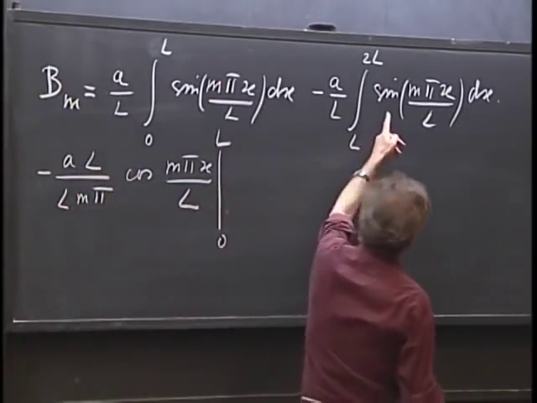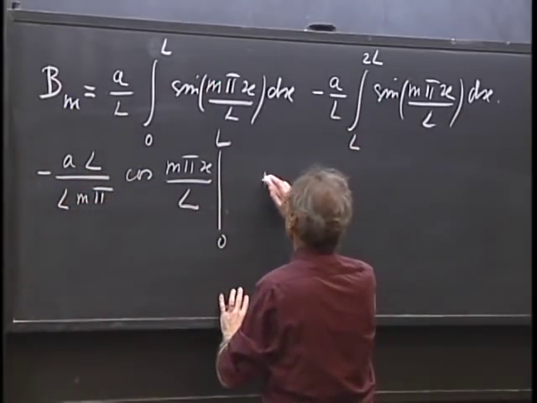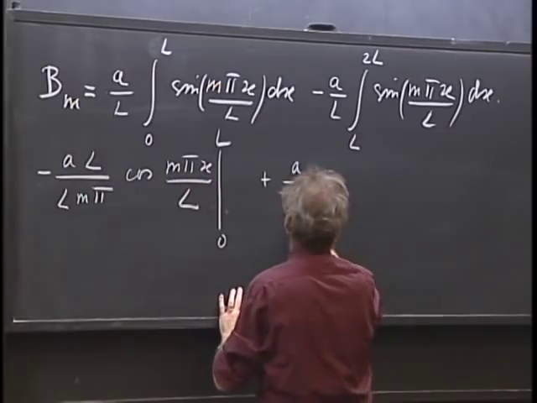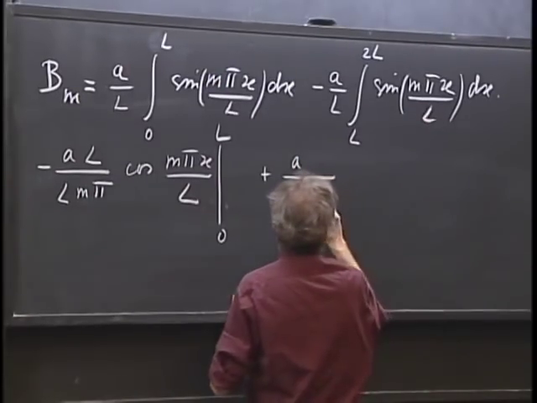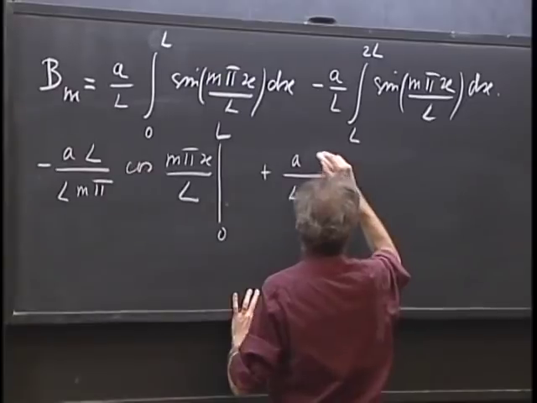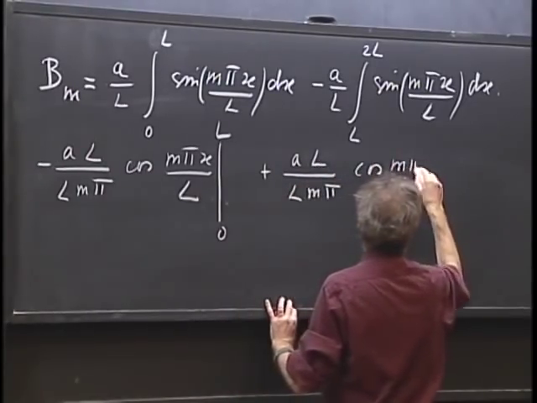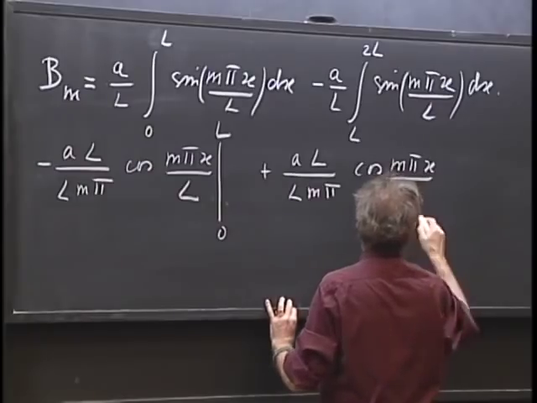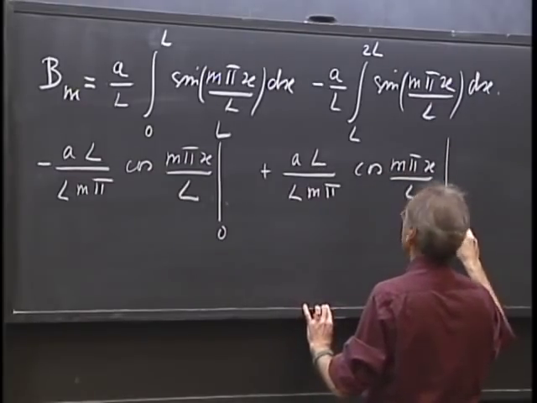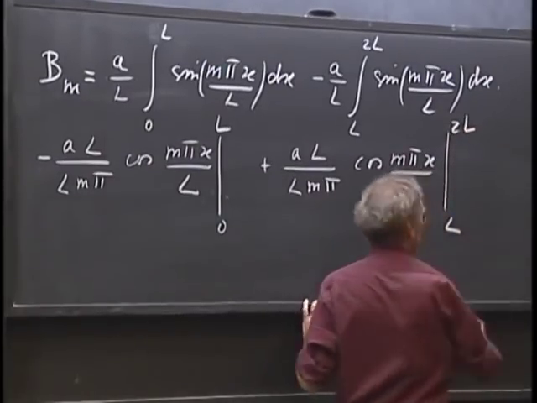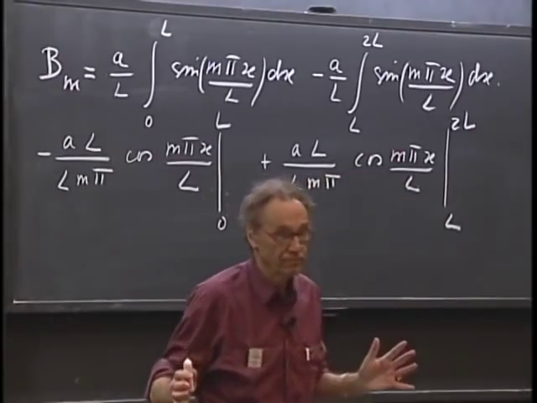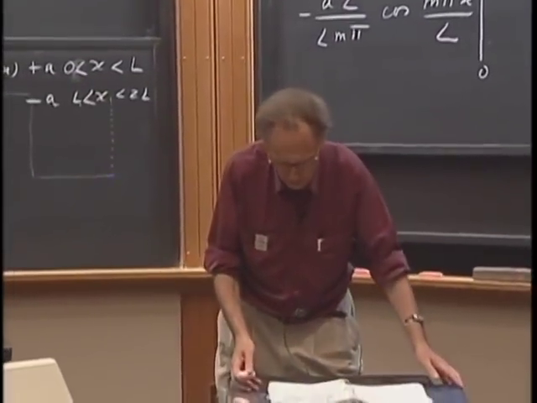And here I get a minus sign out, so I get plus a divided by L. I get m pi downstairs, I get L upstairs. And then I get the cosine of m pi x divided by L, and I have to evaluate that between L and 2L. That's all I have to do. That is the integral, a very simple one.